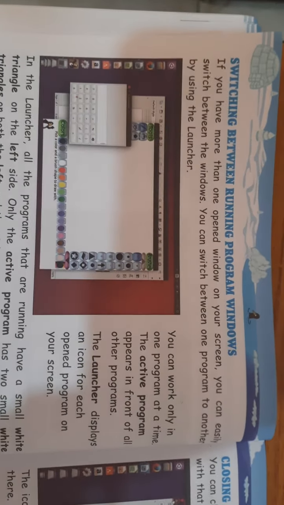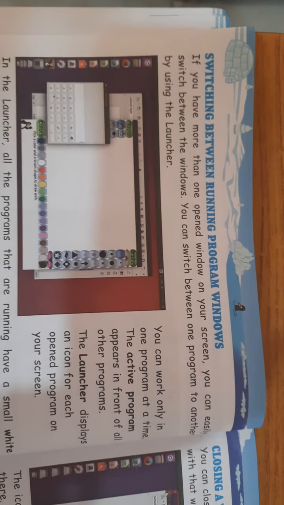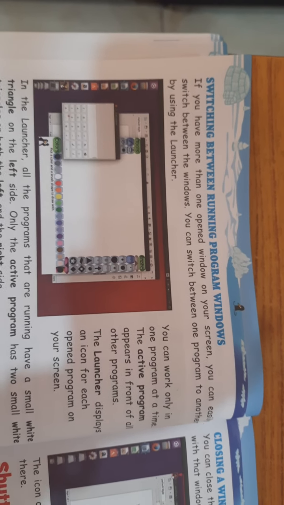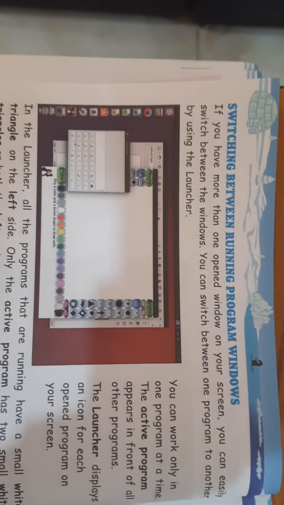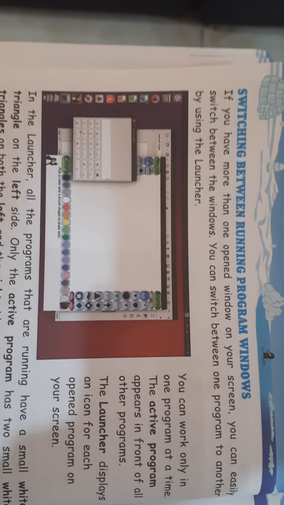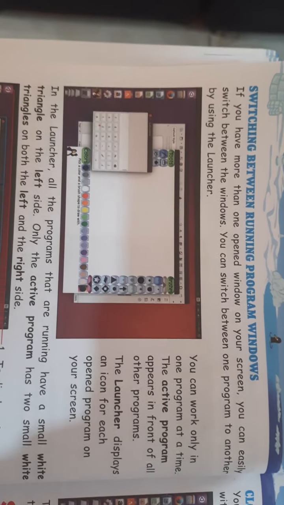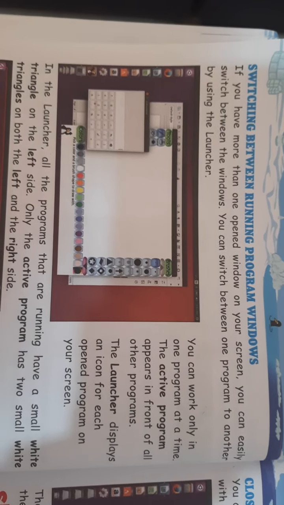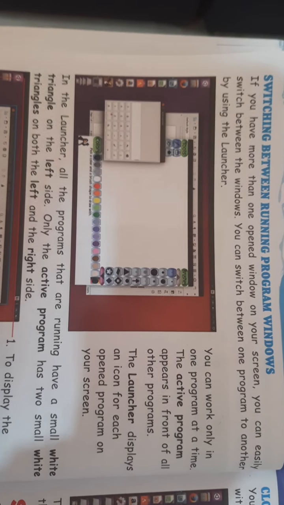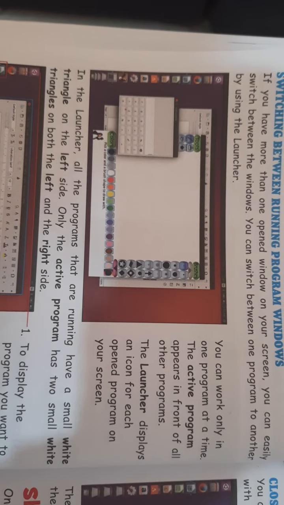Okay? Yes. Now next is switching between running program windows. Switching between running programs means, suppose you are running 2-3 programs at a time, right? Together you can't work, but you can open 2 to 3 windows at a time, right? But you can work on one window only. If you have more than one open window on your screen, you can easily switch between the windows.